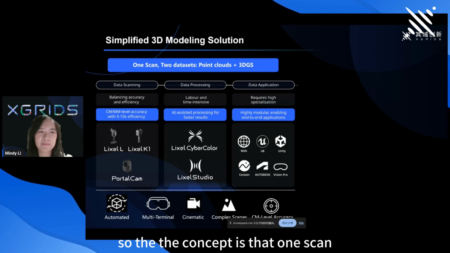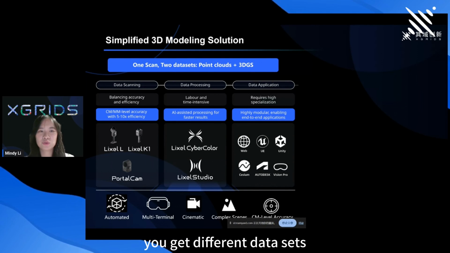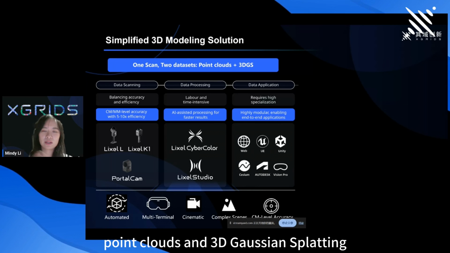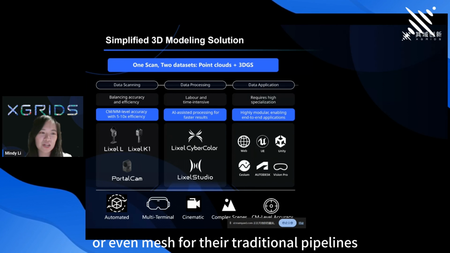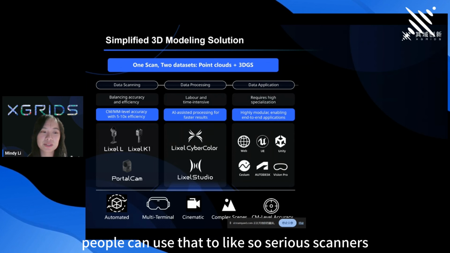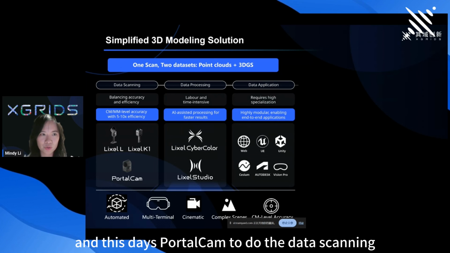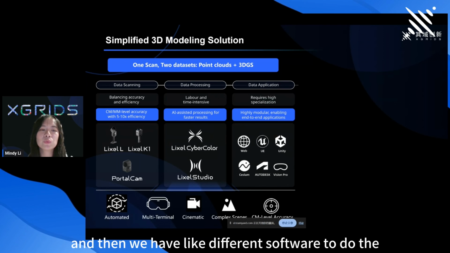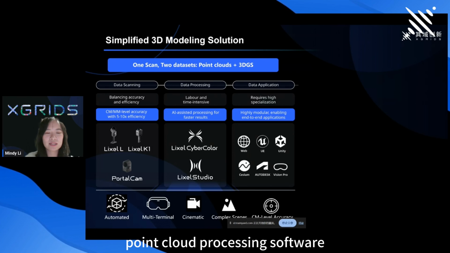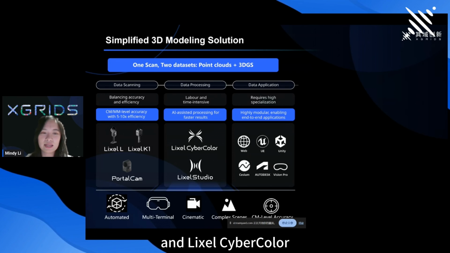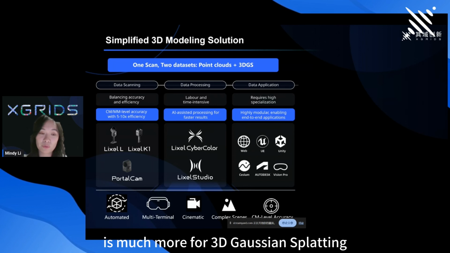So the concept is that with one scan, you get different data sets: point clouds and 3D Gaussian splatting. For those who still use point clouds or mesh for their traditional pipelines, people can use the Lexo series scanners, and these days PortalCam, to do the data scanning. Then we have different software for data processing. Lexo Studio is more for point cloud processing, and Lexo Cybercolor is more for 3D Gaussian splatting.